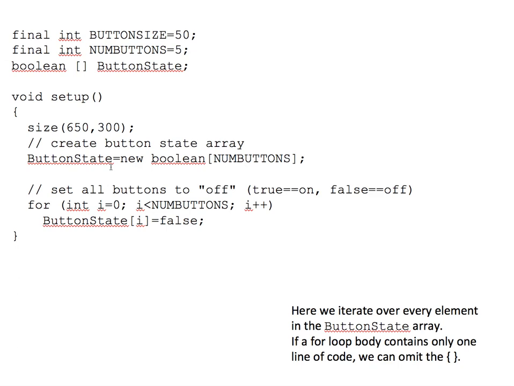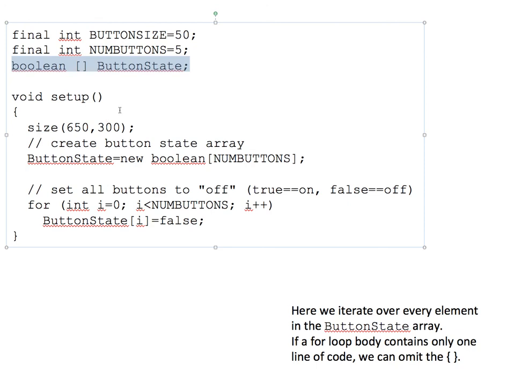So here's the code to set things up. We declare a constant for the size of a button, here, and one for the number of buttons, here, 5. We then declare the button state array of Booleans so that it's visible throughout the entire sketch. We don't declare it within a specific function where it would only be visible within that function. By declaring it here, it's visible throughout. It's a global variable.